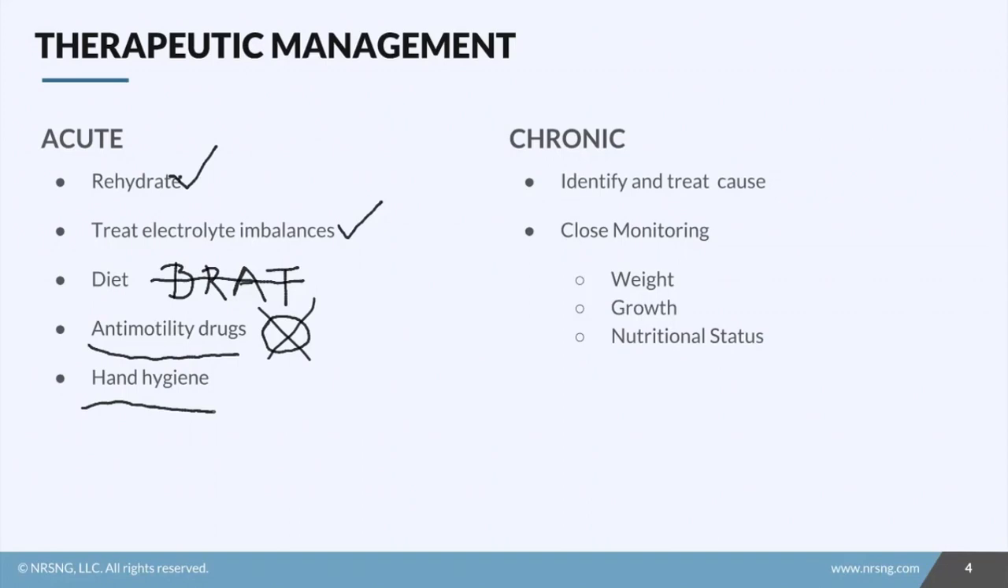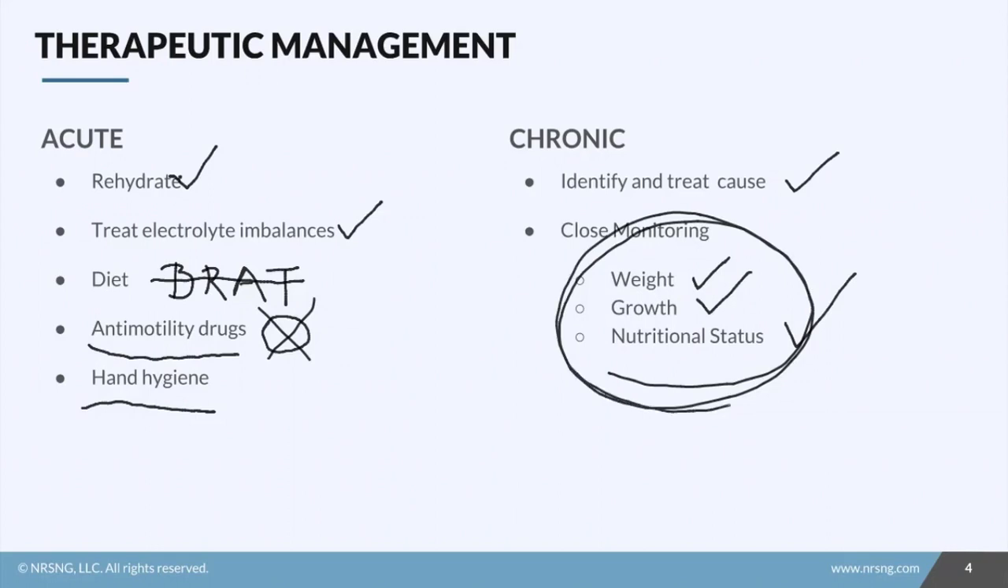Now, our treatment for chronic diarrhea is really all about identifying and treating the specific cause. And from a nursing point of view, what we really have to do is pay really close attention to their weight, their growth, and their nutritional status. Remember, over time, these children are losing a lot of nutrients through those frequent bowel movements. So we have to pay close attention to all of these things to make sure that it's not affecting them too much.